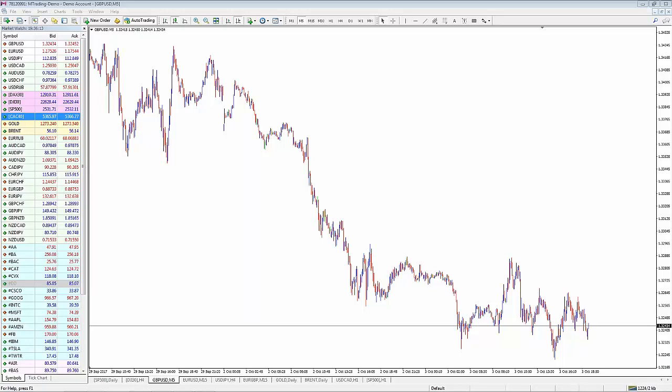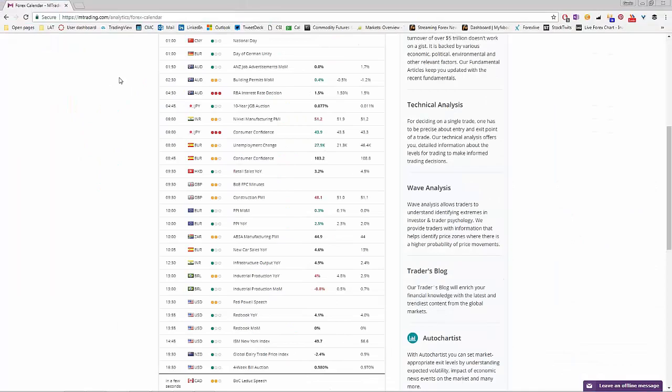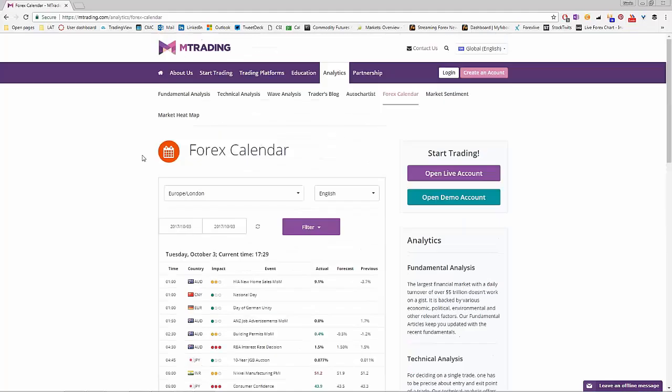So let me just bring up something in front of you guys. Okay, so what we have is M-Trading's website. If you use M-Trading, it is a great source to understand the Forex calendar, along with having an idea of what is the sentiment behind certain impacts from news. So I use this on a daily basis, go into the Forex calendar and go through that day's news.